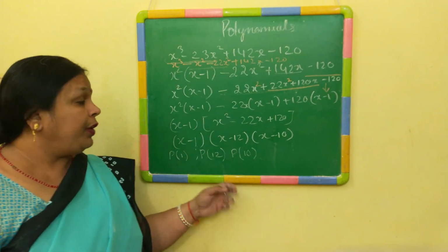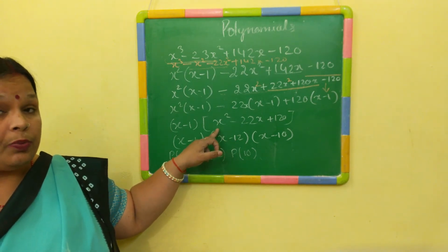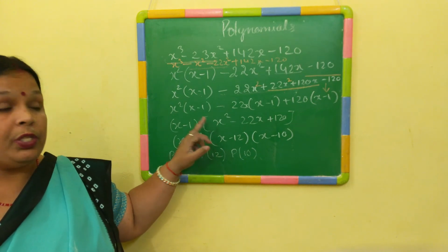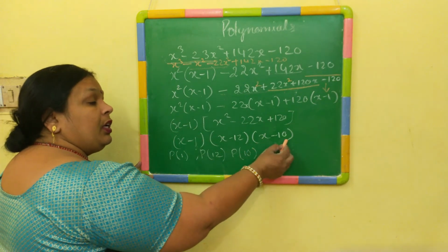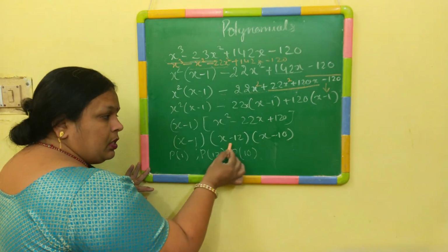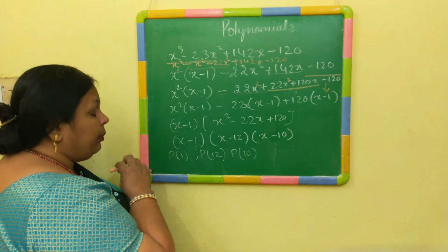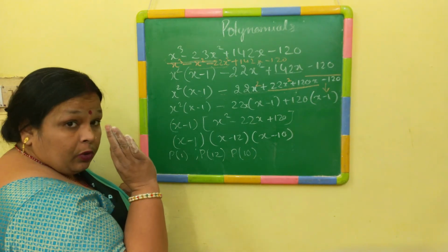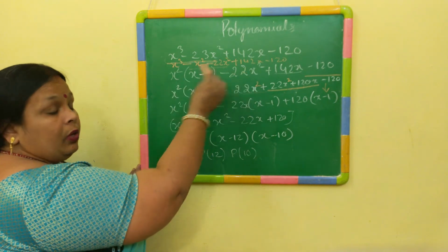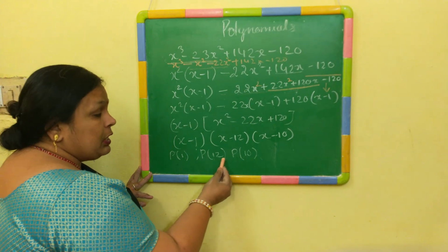We have already seen that x minus 12 is a factor because when you substitute x by 12, you get the value to be 0. And when you substitute 10, you get the value to be 0. If any one of these three factors is 0, the remaining product is going to be 0. But for your clarification, you can substitute the value 1 and check whether you are getting P(1) as 0 or not, P(12) as 0 and P(10) as 0.